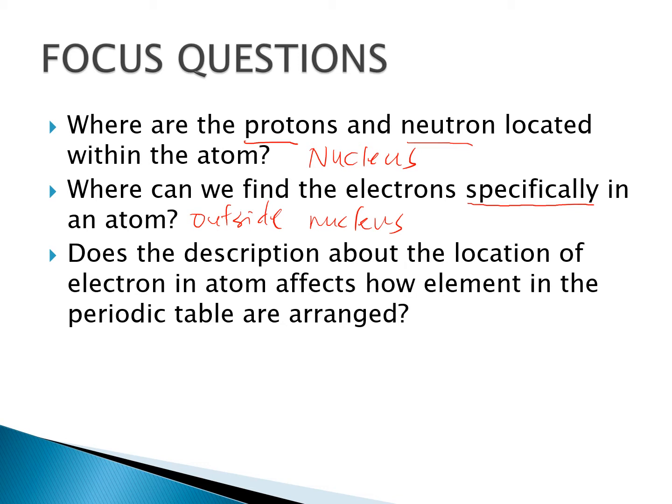And third focus question: does the description about the location of electrons in an atom affect how elements in the periodic table are arranged? Later on, we will see that the answer to this question is yes. Basically, the elements in the periodic table are arranged in a way that follows how the electrons are arranged in that particular atom. So the arrangement of elements in the periodic table is related to the location of electrons in a particular atom. We will see that later on.